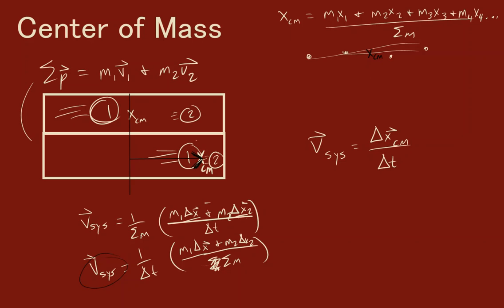So you can think of conservation of momentum, or Newton's law, as saying the center of mass of the system is going to keep doing whatever it's doing unless there's an external impulse on the system. And that's all I got for you for center of mass.